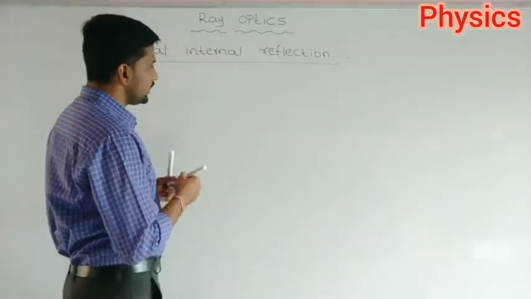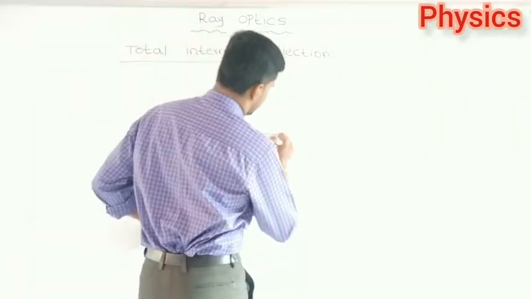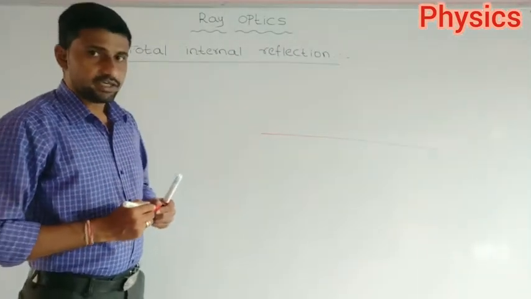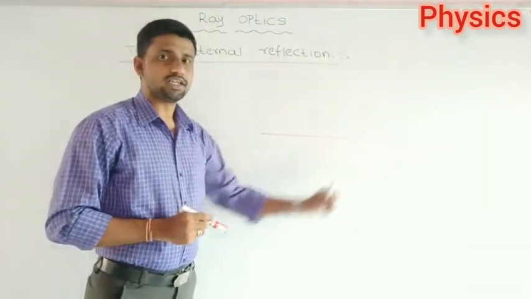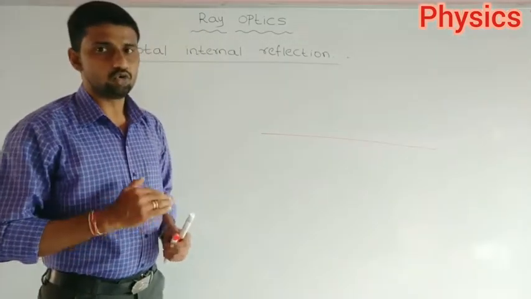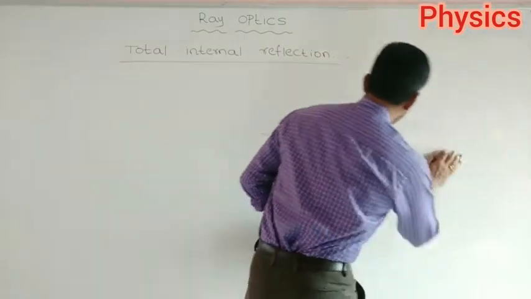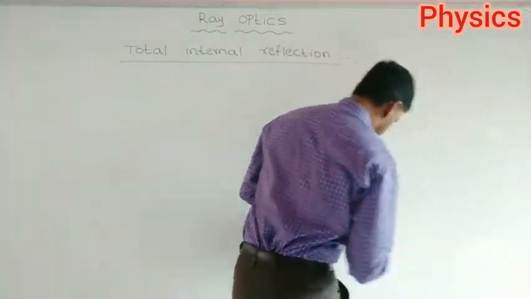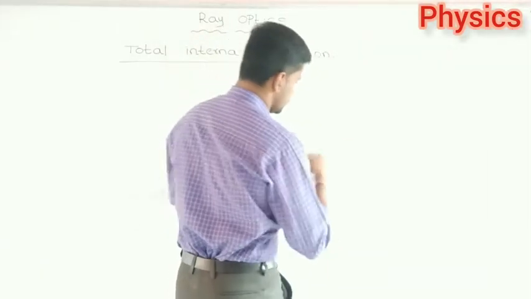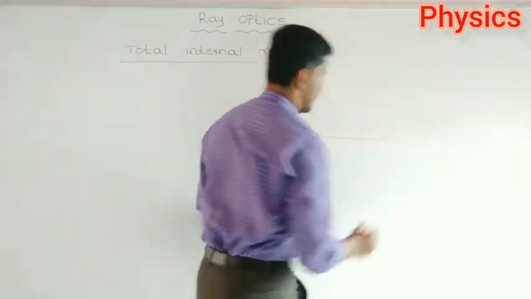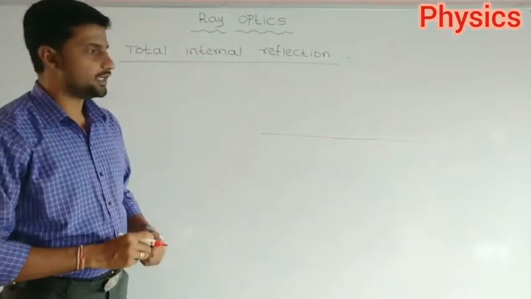Now I am going to take one interface. We know that an interface is the surface or the line which separates two media. So this is the line, and I am going to take two media.